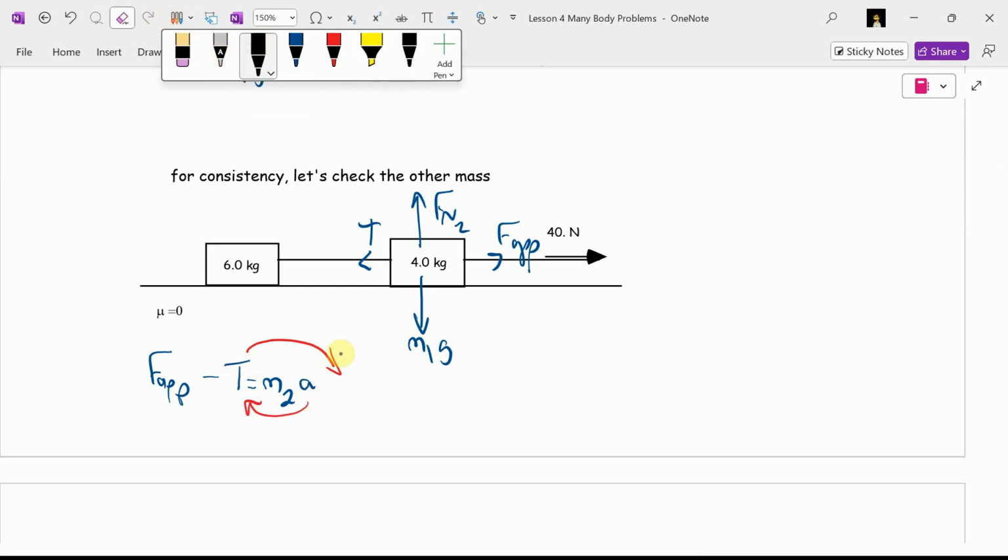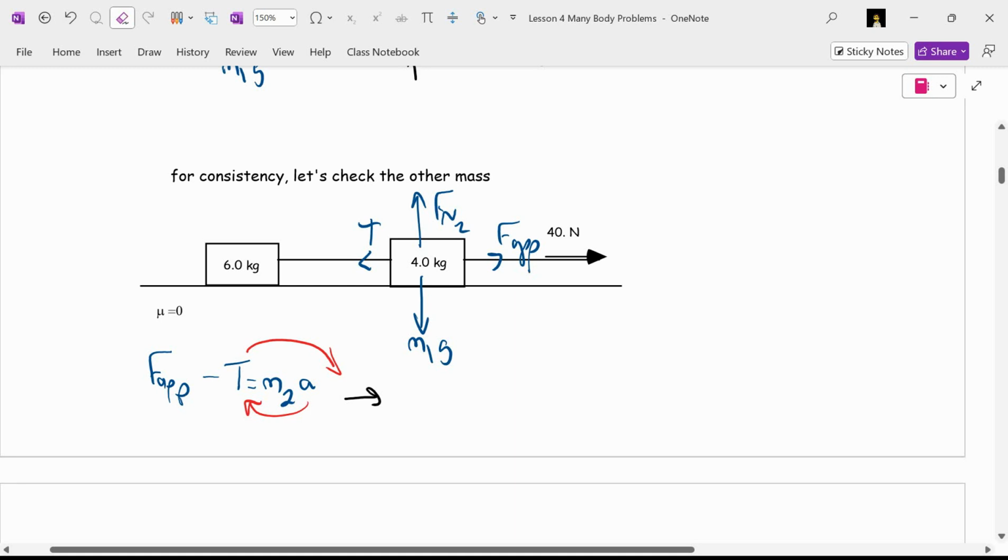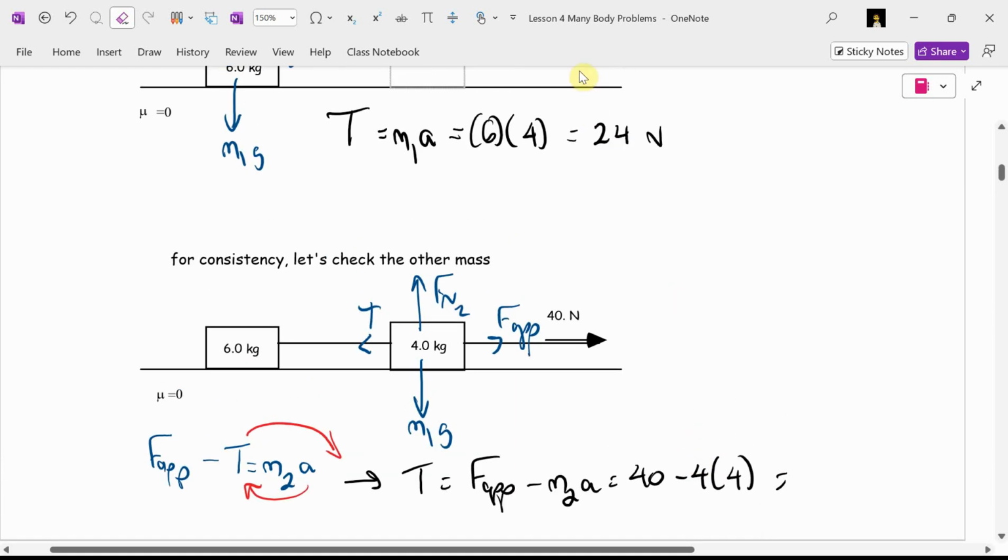I'll plus the tension over, and I'll minus the M2A over, and I'm going to get tension equals F applied minus M2A. It's going to be 40 minus 4 times 4. What would be really cool would be if that also worked out to 24 newtons. Does it? Put your calculator away, Callum. It's 40 take away 16. Does it? Yes, it does. 24. 40 take away 16 is also 24.